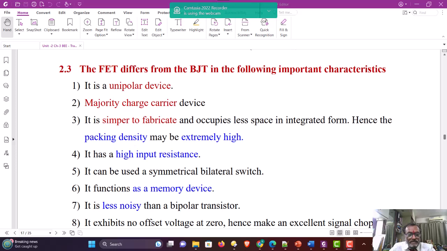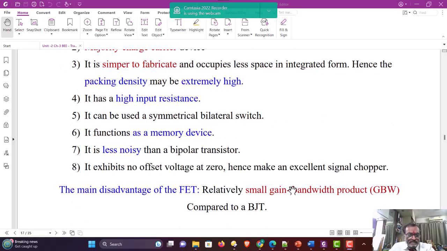BJTs are larger in size and therefore implementation of memories using BJTs accommodates a smaller number of memory locations on the same chip, and therefore for larger capacity semiconductor memories normally MOSFETs are used.